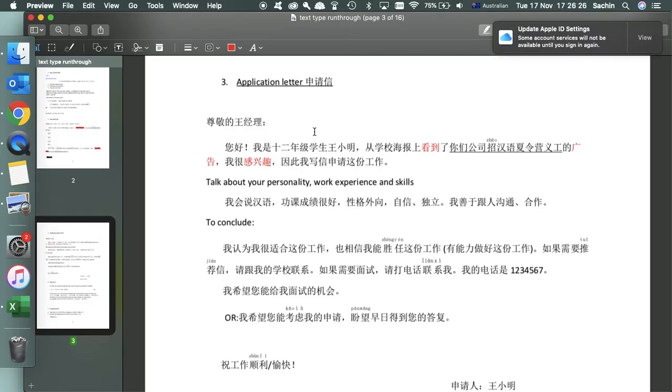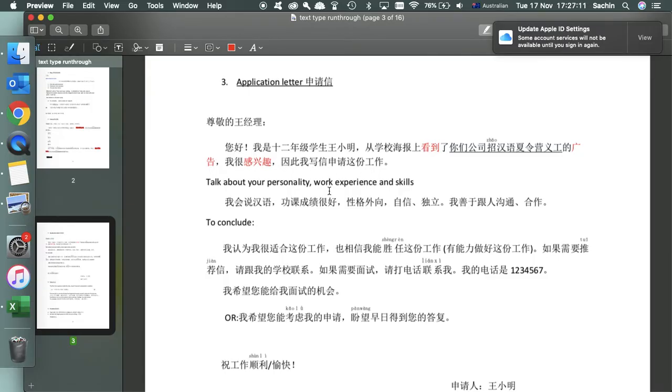So in this text, you've got your greeting, so 尊敬的王经理. So in this case, it's respect to Manager Wang or whoever is being stated in the question. And then you start off by going Nin Hao, stating who you are, and then you have to state how you found this job opportunity. So in this case, they've said their school poster. They saw a job opportunity employment advertisement, and you state that you're interested and you want to write this application letter.